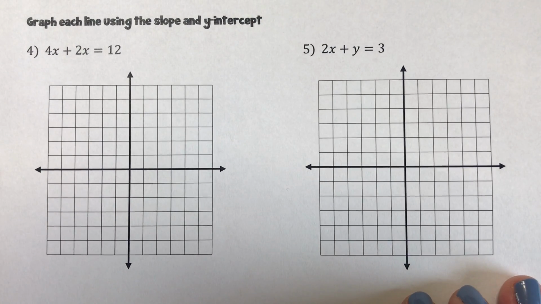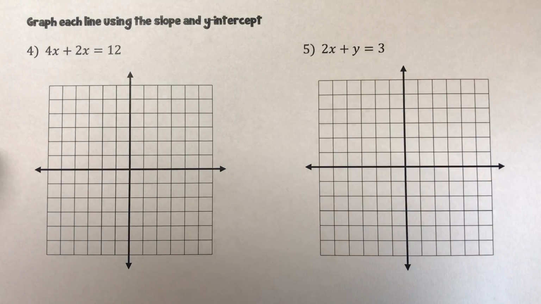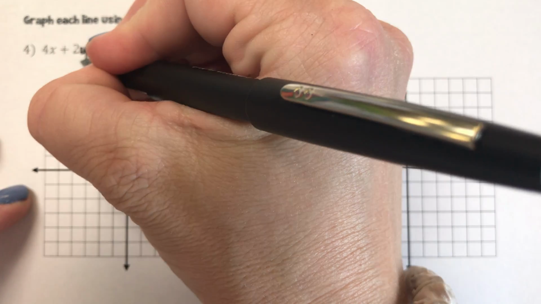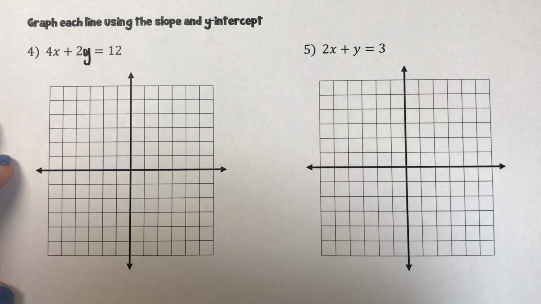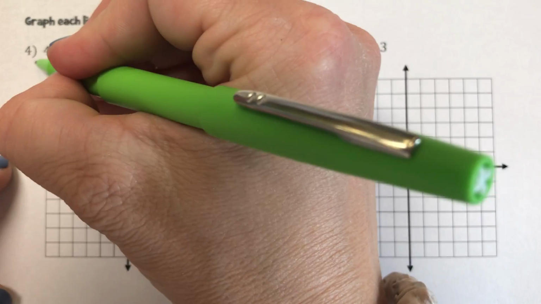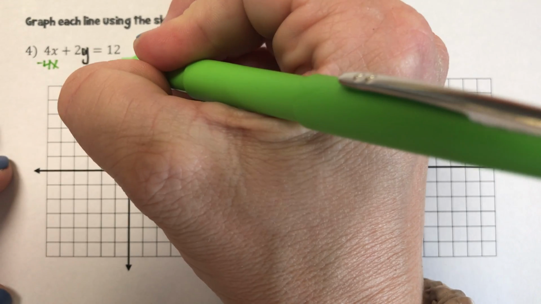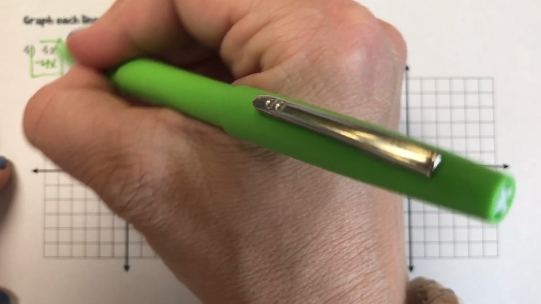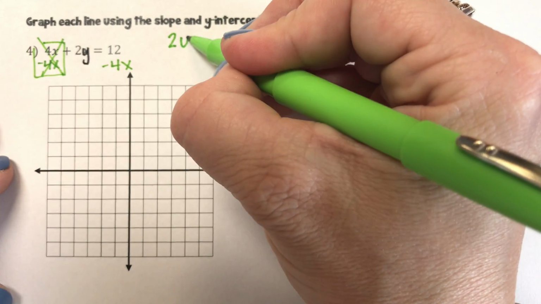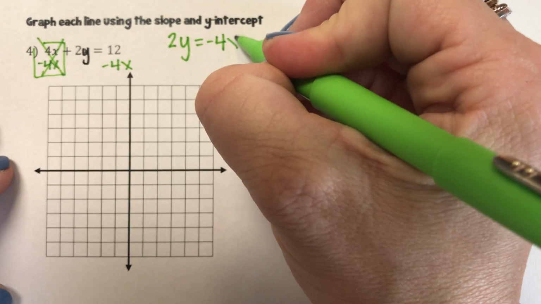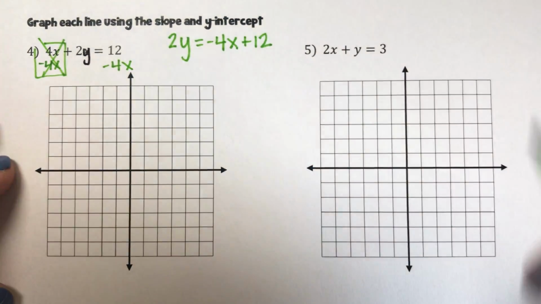Okay, so let's talk about graphing using the slope and y-intercept. So first of all, let's make this 4x plus 2y equals 12. So the first thing we need to do on this one is get it into slope-intercept form. So I'm going to go ahead and subtract 4 x's from both sides. Right, I don't want x's. So now I have 2y equals -4x plus 12.